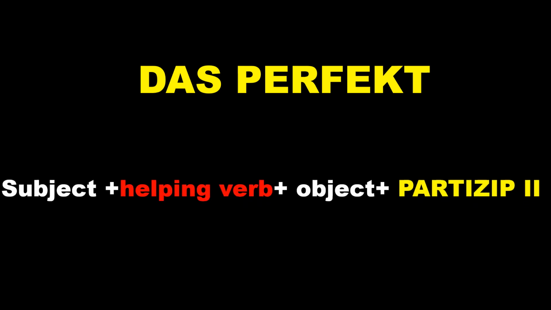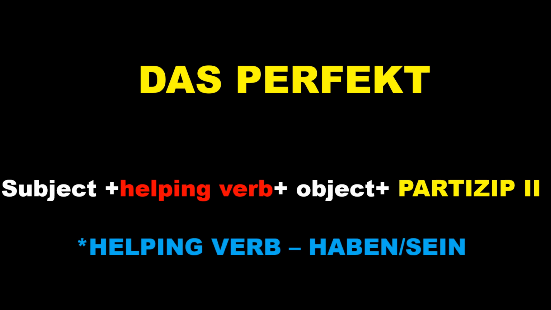So, what is the rule? How to frame a sentence using perfect tense? This is the rule: subject plus helping verb plus object plus Partizip zwei. Now you must be wondering what helping verb and Partizip zwei mean. There are helping verbs in English as well, like in 'I am going', here 'am' is the helping verb. In German language there are only two helping verbs, haben or sein. Either you will use haben or you will use sein. But there are certain rules for when to use haben and when to use sein.